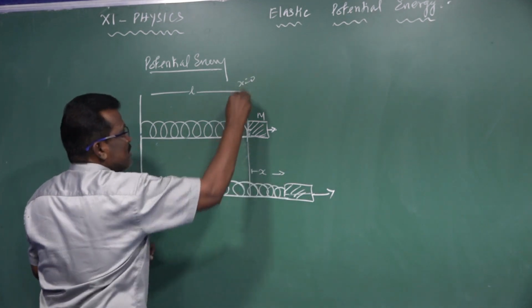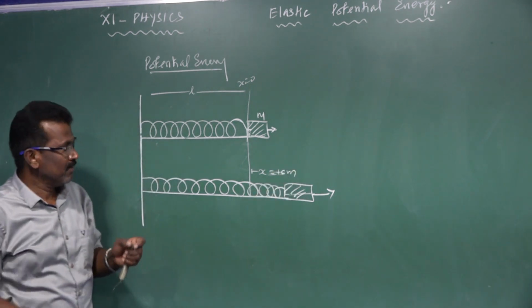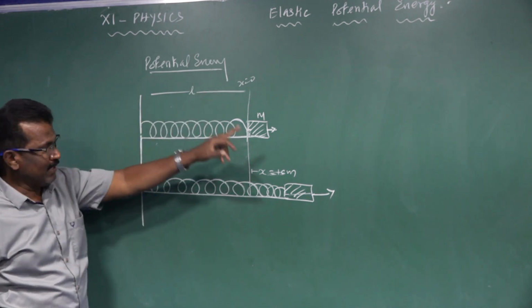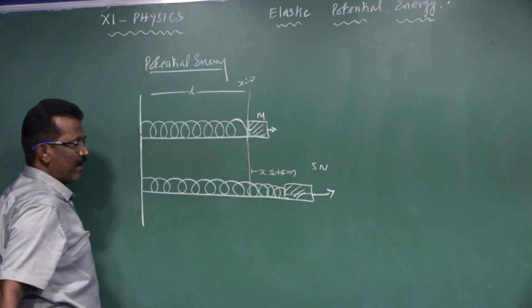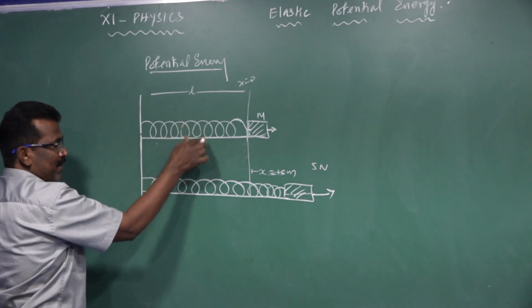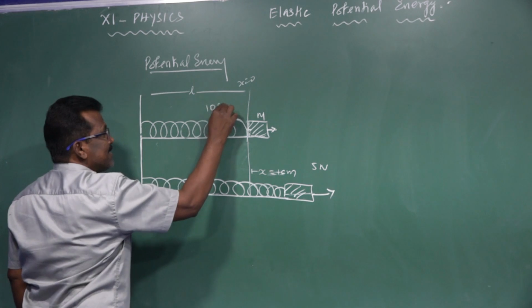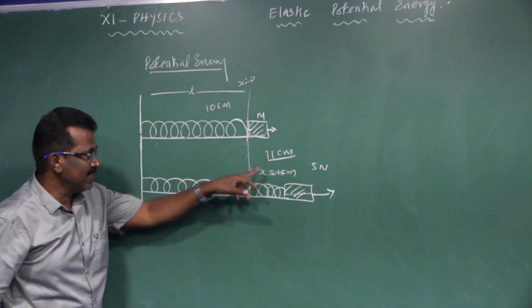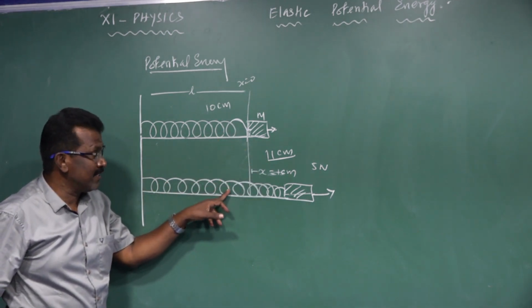Suppose when x is equal to 0, and then x is equal to 1 centimeter or 2 centimeter, from the original length of the spring, which may be 10 centimeter. When a force of either 5 newton or 10 newton is applied on the mass, the body is deformed. So from 10 centimeter to 11 centimeter, when the position changes, the body stores some energy.